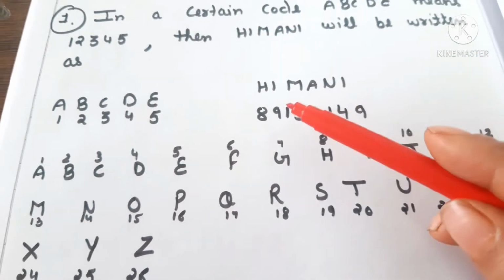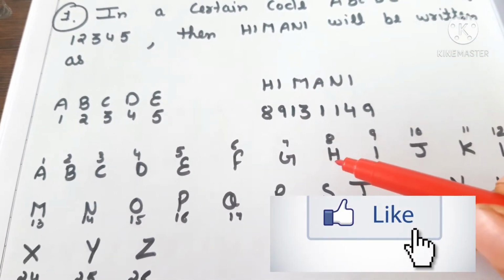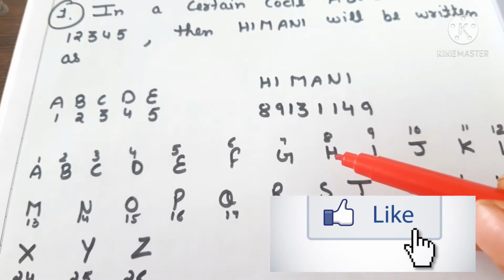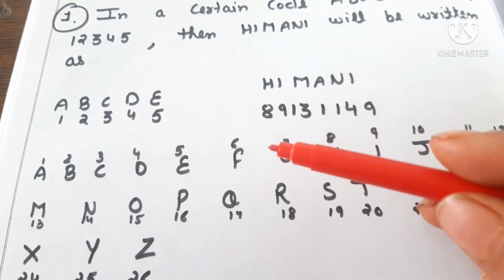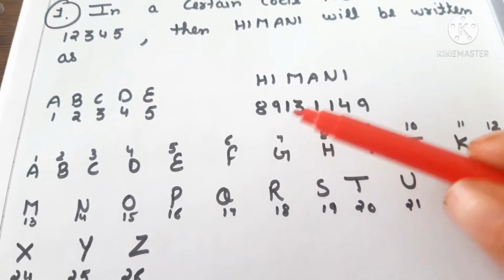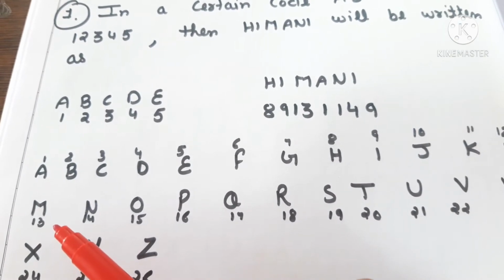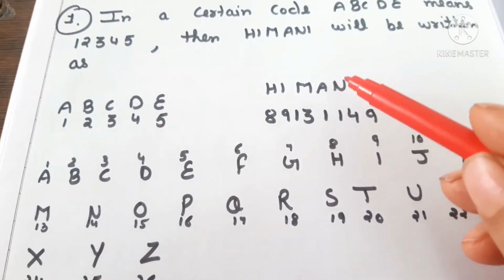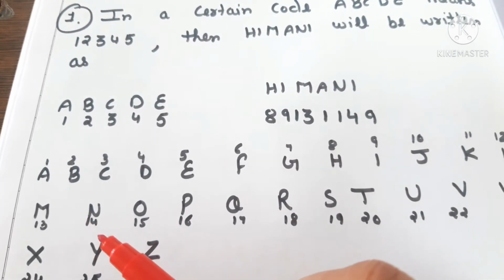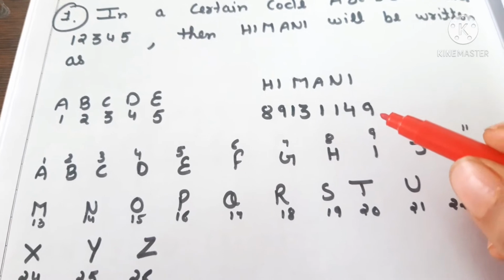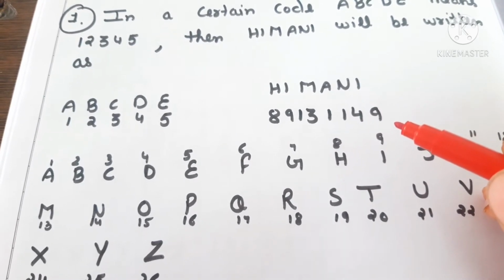So in the same way, Himani, H-I-M-A-N-I. H here is at the 8th position, so we coded H as 8. I is at the 9th position, so we coded it as 9. Then M is at the 13th position, so we coded M as 13. A is again at the first position. Now N is at the 14th position, so we coded it as 14. Now I is at the 9th position in the alphabet series, so we coded it as 9.